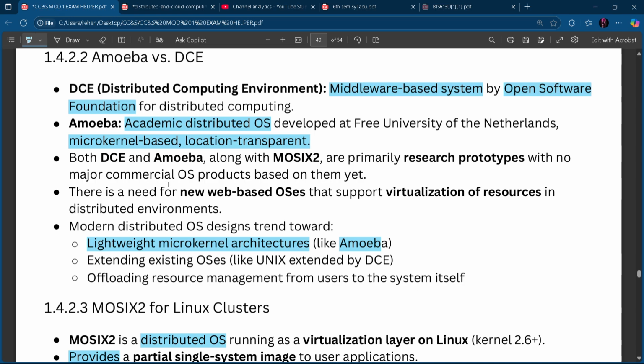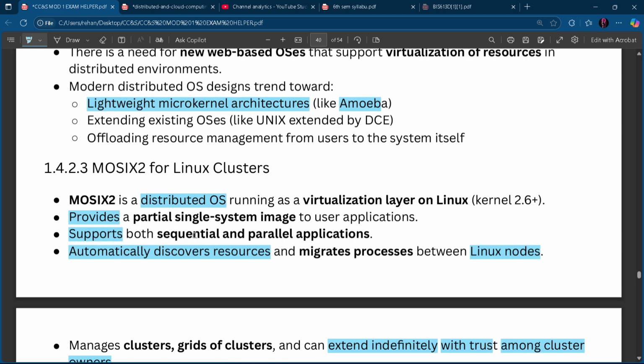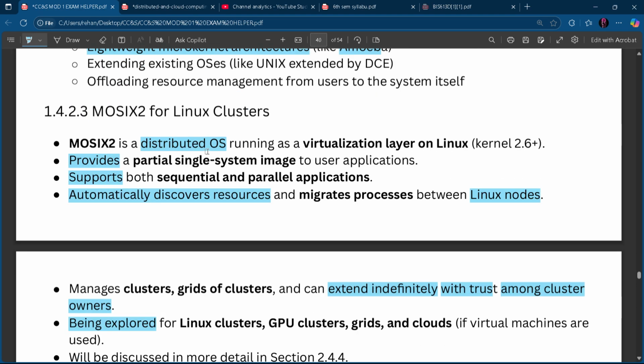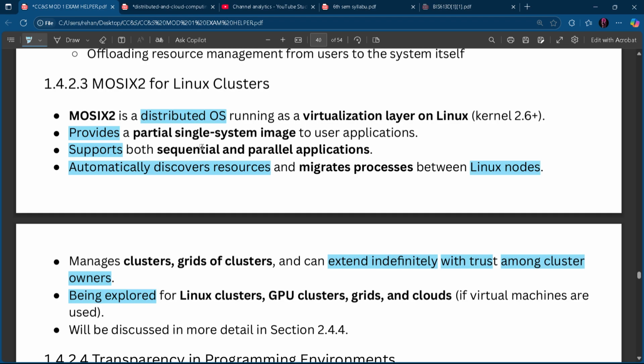Then modern distributed OS design trends. Lightweight microkernel architectures are like Amoeba, extending existing OSs like Unix extended by DCE, and Mosix 2 for Linux cluster. Why do we use Mosix 2 for Linux cluster? I have highlighted the points. That's the only thing you have to remember.